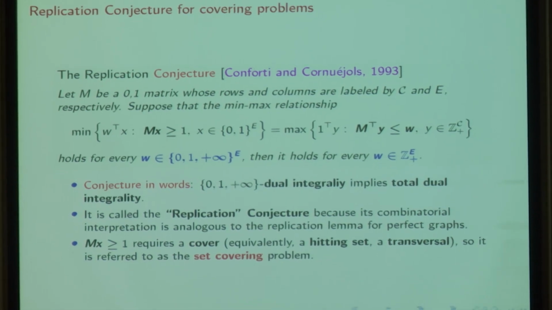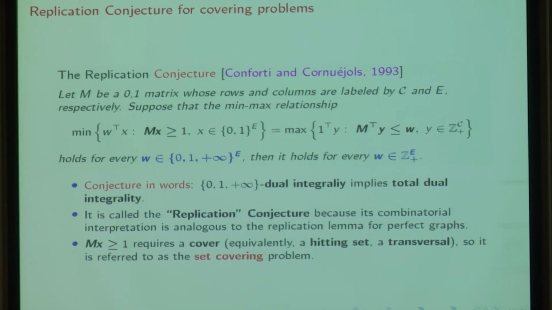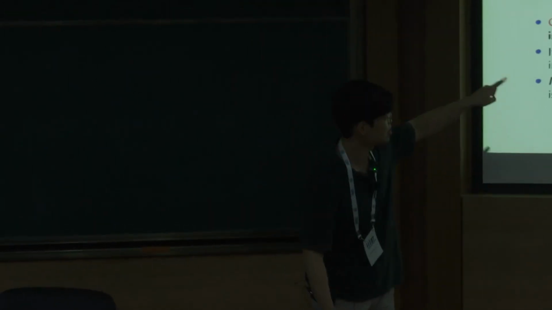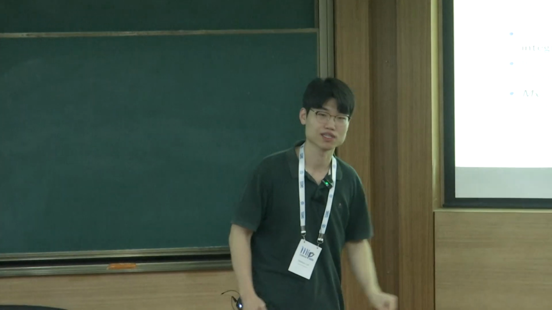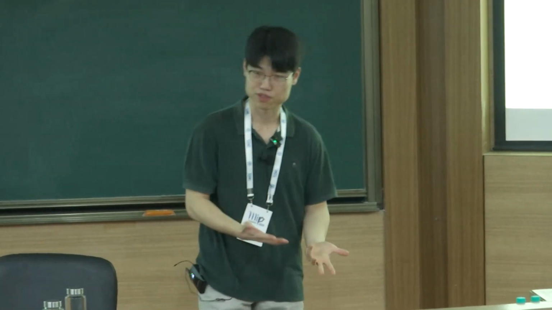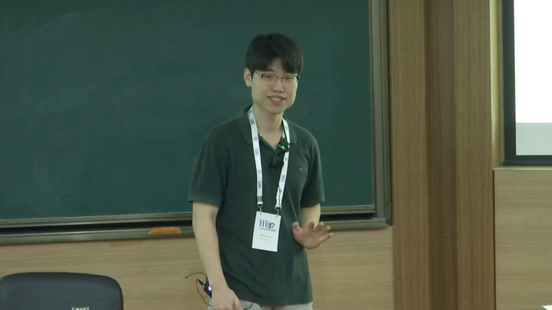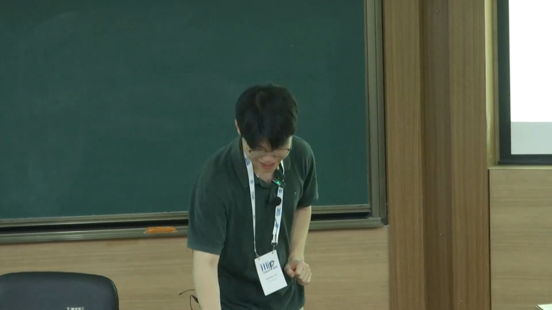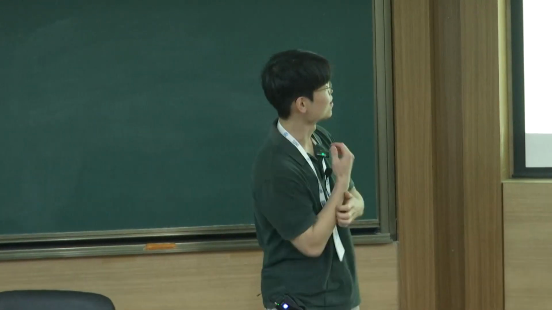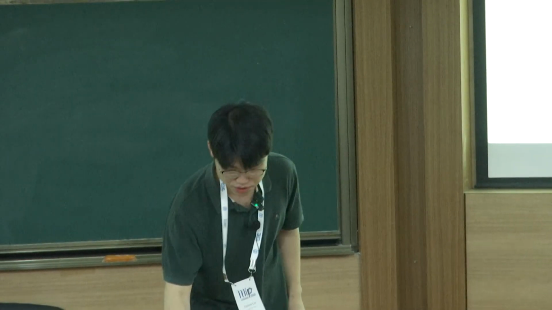Okay, so if not, for the second part, I'll be focusing on this set covering problem. Right now we stated the conjecture in terms of integer programming, but let me give you a little bit of its combinatorial interpretation. So let's say I have a finite set of elements, and I take some subsets of these elements, and each subset is called a member. I'll use these terminologies.